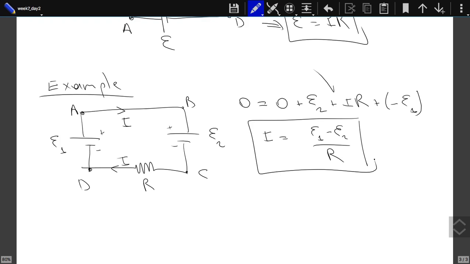If we are missing this first battery, we don't put a battery over there, so epsilon 1, we can just set it to 0. In that case, I just becomes minus epsilon 2 over R. Well, the additional minus sign is just telling me that the current is running in the counterclockwise sense, and its value is epsilon 2 over R.